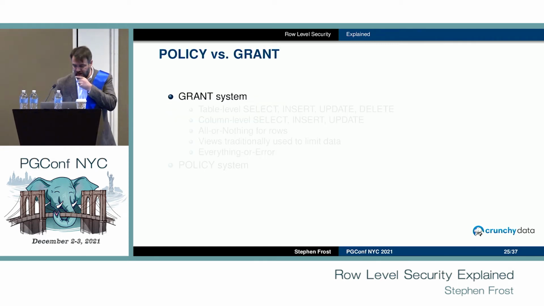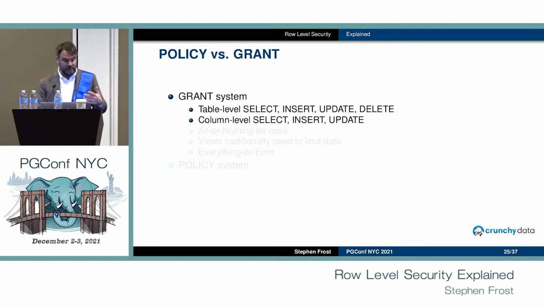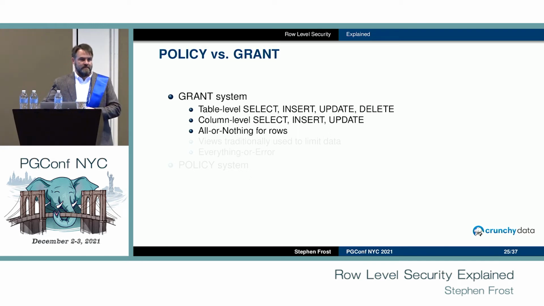So let's talk a little bit about the policy system versus the grant system, right? When you're talking about the grant system, that is basically all either table level or column level, depending on what type of action you're talking about. And the grant system is an all or nothing kind of thing. Either you're going to get an immediate error saying you don't have access to do whatever it is that you're doing, or the query is going to go through and you're going to get whatever you ask for.